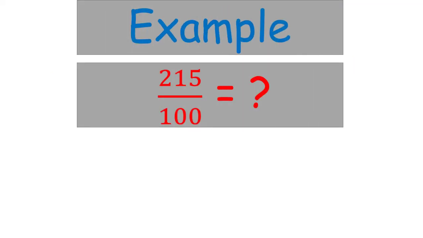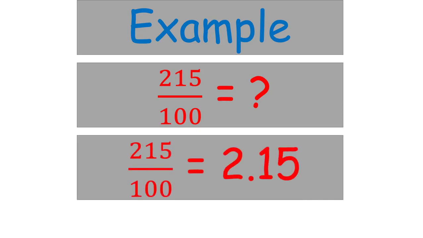How to do this one? Look at this example. 215 over 100. How to change it to a decimal? It equals 0.15.